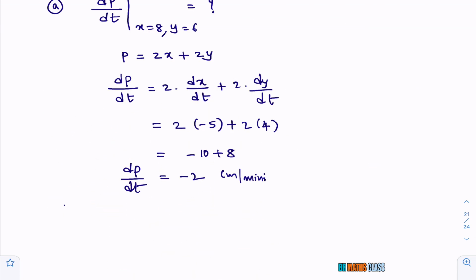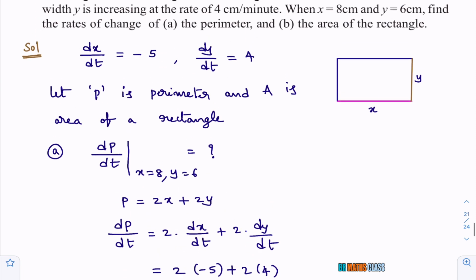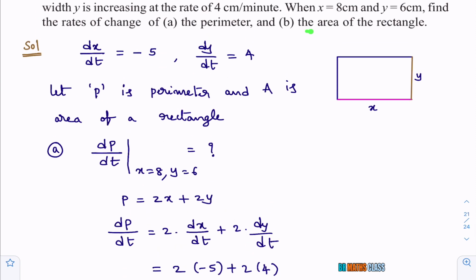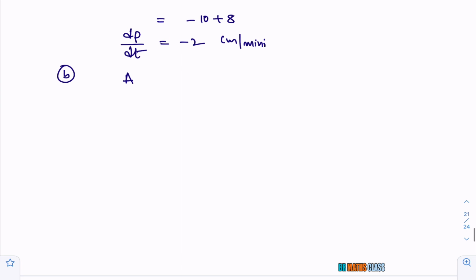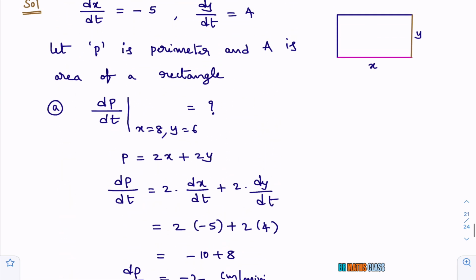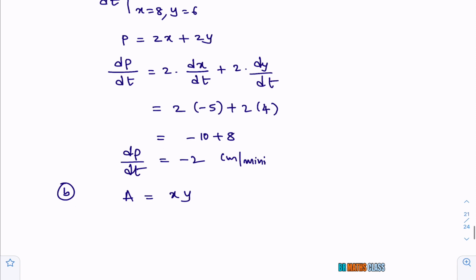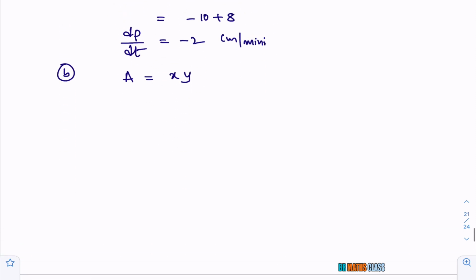Now what is the (b) bit in this? They are asking to find the rate of change of area of the rectangle. You see, as you take A as the area of the rectangle, they are asking you to calculate dA by dt. Area of a rectangle. What is the area of a rectangle formula? Length into width, that is x into y. Now what do I want to calculate? I want to calculate dA by dt. So to calculate dA by dt, I'll differentiate this with respect to t on both sides.